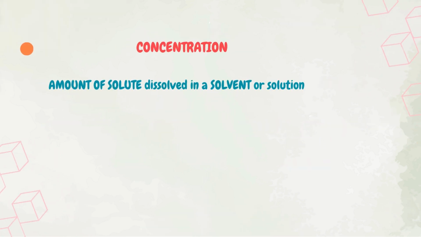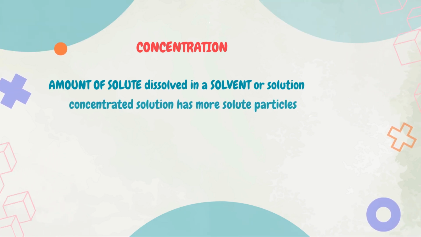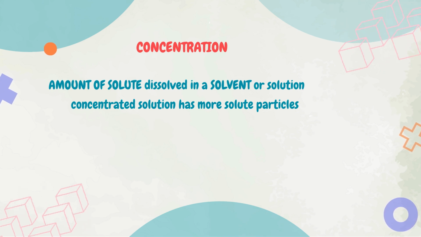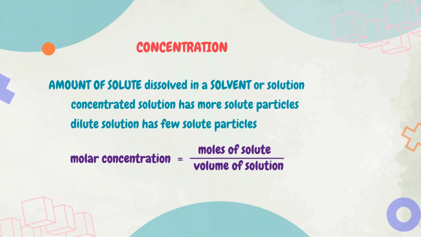To recap, concentration is the amount of solute dissolved in a solvent or solution. A concentrated solution has more solute particles. A dilute solution has few solute particles. The formula for calculating the molar concentration is molar concentration is equal to moles of solute over volume of solution.